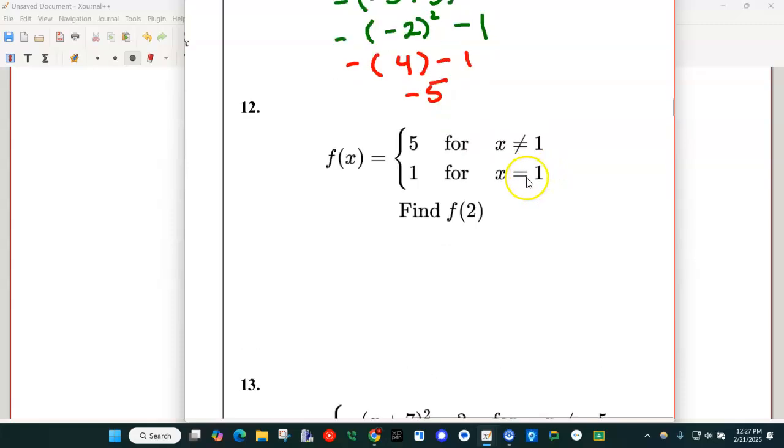We also have some that are just not equal. So this is saying, if x equals 2, which one does it belong to? Does it belong to the top or the bottom? Because the bottom only belongs to if x equals 1. So if I had an f of 1, then I'd use the bottom. But this means anything else. Anything but 1. That's what this means right here. X not equal to 1. So we have a 2, so we don't use this one. Use the top one, so it equals 5.